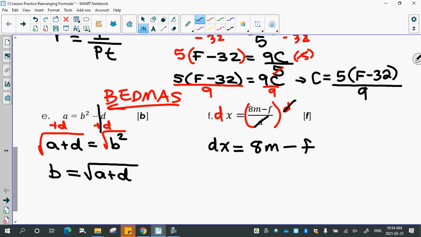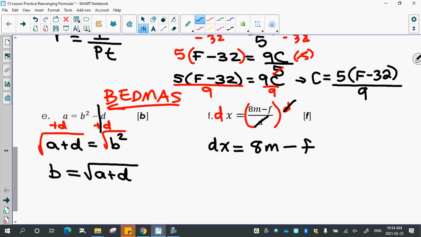The side containing f, is there any adding or subtracting happening? Or what do you want to do next? Anyone tell me what you want to do? See if I can see your thinking. Yeah, Asha? What I did is divide by 8. You can't do that first.